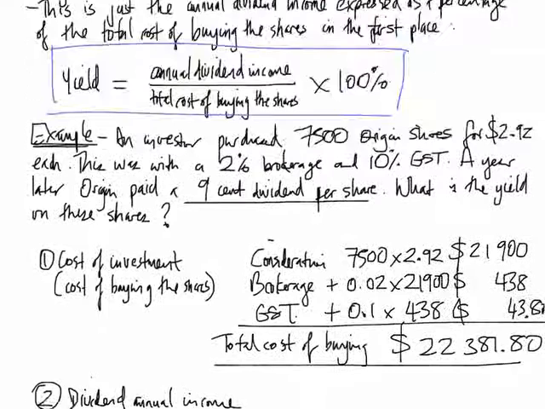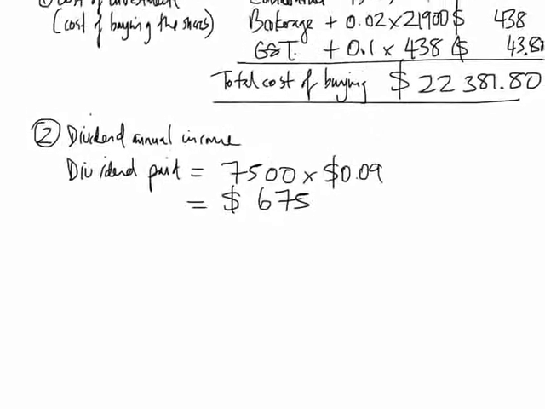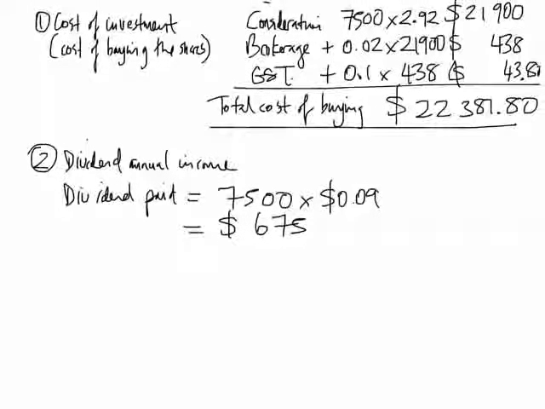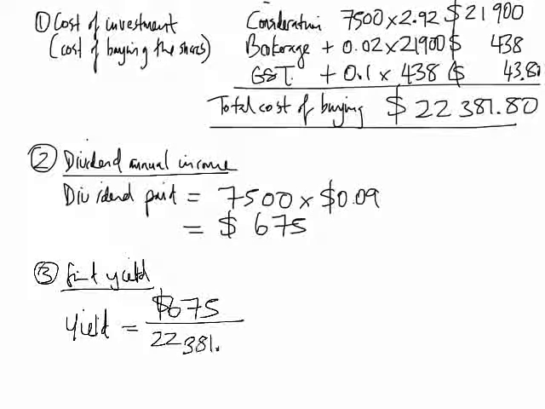So now you get to where you're going to be using this yield formula. We know the annual dividend income, we know the total cost of buying the shares. So I'll just leave that there. Step 3, find yield. So yield is going to be the dividend income for the year, $675, divided by the original investment, $22,381.80, all times 100%.